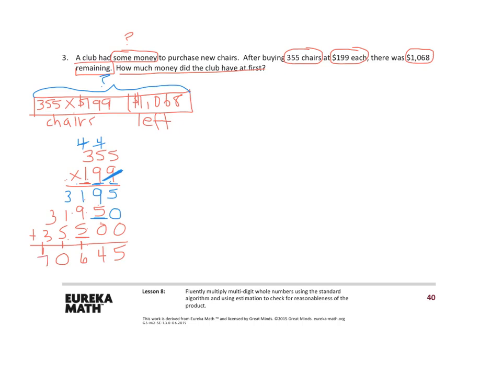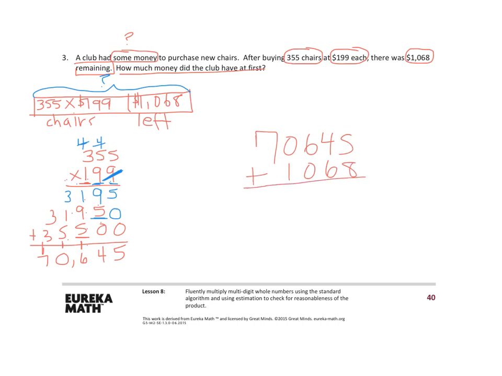So it looks like the chairs cost $70,645. So if they had $1,068 left, we want to know how much they had at first. So you're going to actually take the price of the chairs and you're going to add what's left over to give you the money that they started with.